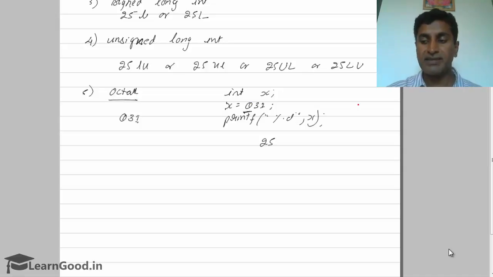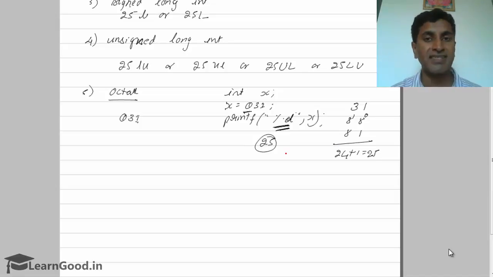So why is it not displaying 31? Because while asking to display, you have given %d. That means you are asking to display a decimal value. This 31 is an octal value. To convert to decimal, you have to multiply by 8 raised to 0 and 8 raised to 1. 8 raised to 0 is 1 and 8 raised to 1 is 8. So 8 threes are 24 plus 1, it's nothing but 25. So you get 25. But if you want to display it as octal value, that is 31, instead of %d, you have to give %o. So any data which is prefixed with 0 is going to be an octal value.